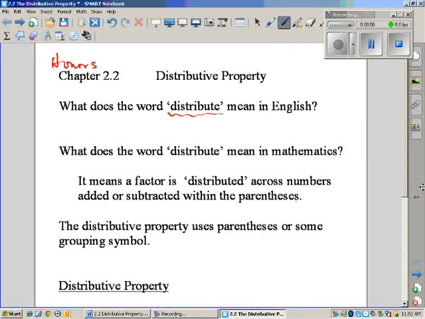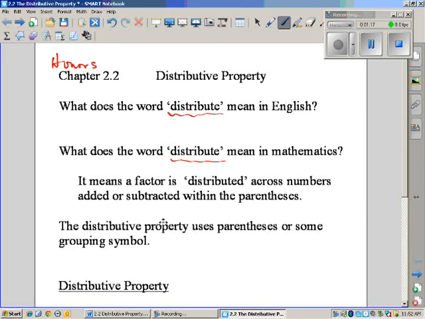If we think about the word distribute in English, we think about it meaning handing out, pass out, give one to everybody. If I distribute something, generally we think about distributing it evenly, and it means pass out or hand out. Well, in math, the word distribute really sort of means the same thing.